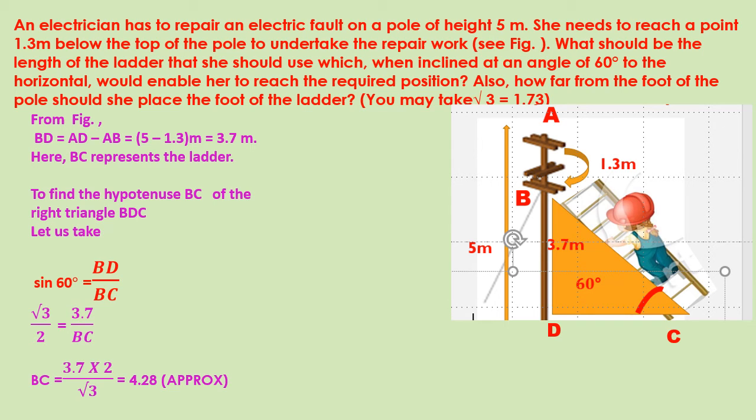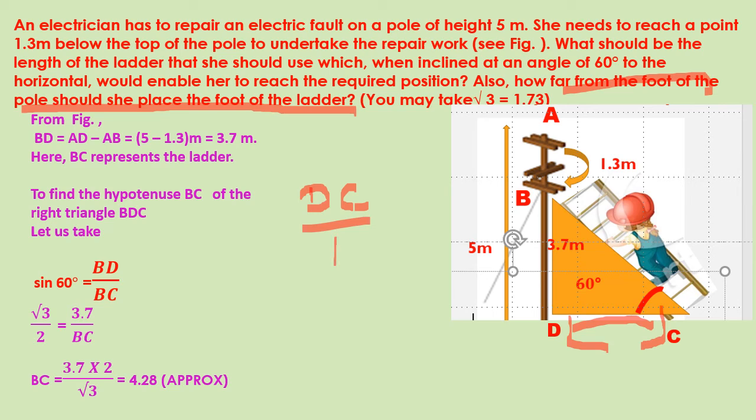Now the next part. Again, we are going to find the distance between D and C. It is also asked: how far from the foot of the pole should she place the foot of the ladder? It means this distance, between the foot of the pole and the foot of the ladder. Let us take DC upon BC. We need to find DC, and we already have the value of BC.